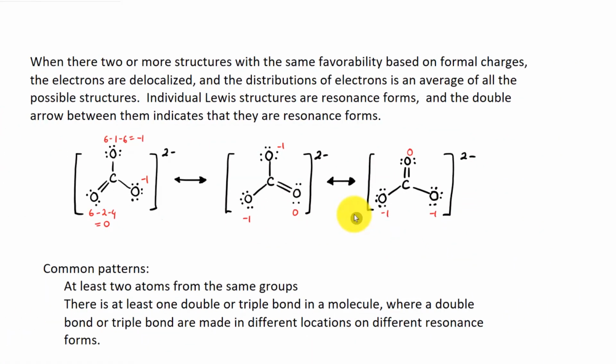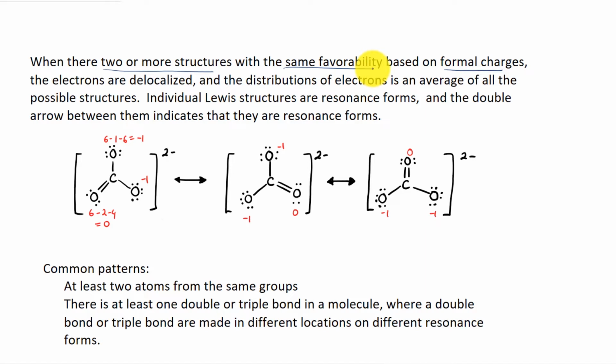In the previous lesson, we learned how to draw Lewis dot structures following specific steps. And we also learned how to use formal charges to determine which Lewis dot structure is most likely to occur. Now in this lesson, we're going to look at another situation where there are two or more Lewis dot structures with the same favorability based on their formal charges.